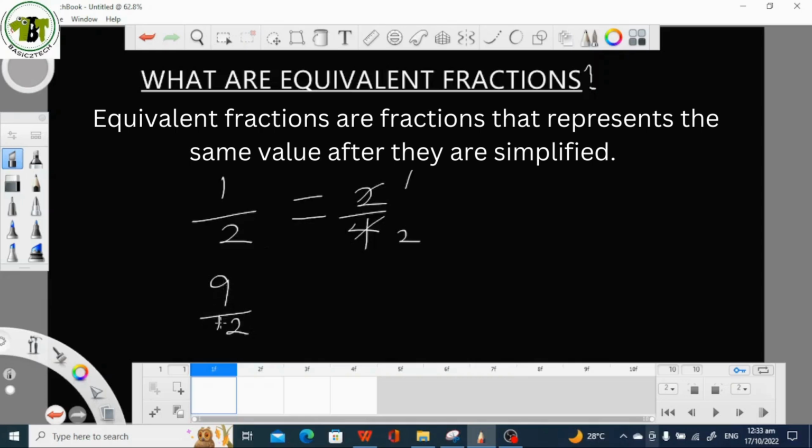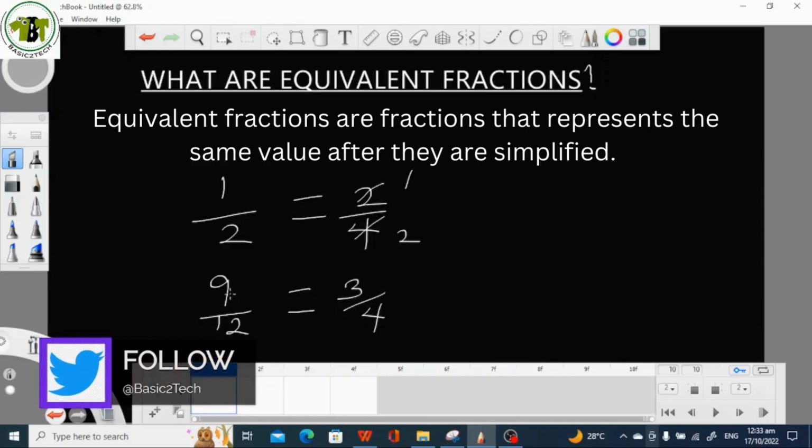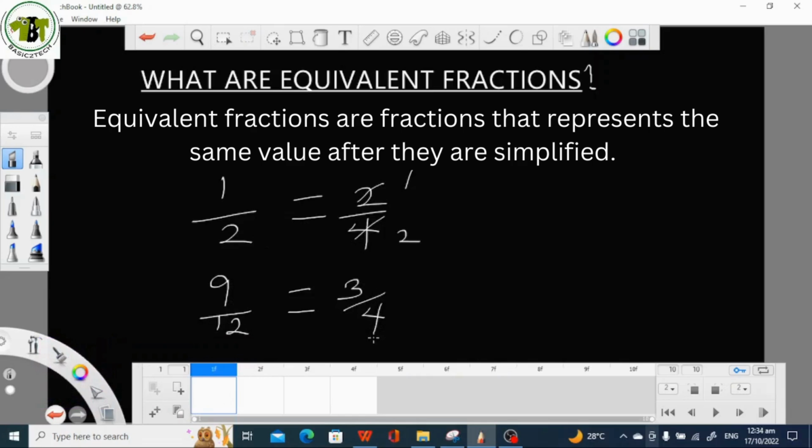Now, 9 over 12 is the same as saying 3 over 4. 3 over 4 is the simplified version of 9 over 12. So 9 over 12 is the same as 3 over 4. If you want to simplify 9 over 12, 9 divided by 3 is 3, and 12 divided by 3 is 4. So this means that 9 over 12 is equivalent to 3 over 4.